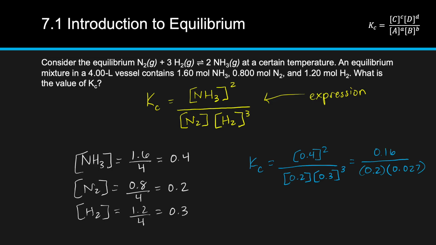So that's going to give us a Kc of 29.63. And looking at our number of sig figs, it looks like we need 3 sig figs from our given information. So we cut off here, so 29.6 is going to be our Kc value. And equilibrium constants are going to be unitless, so there are no units.